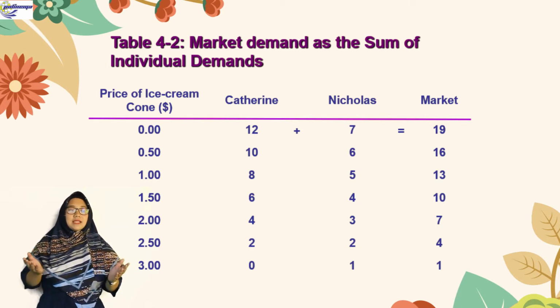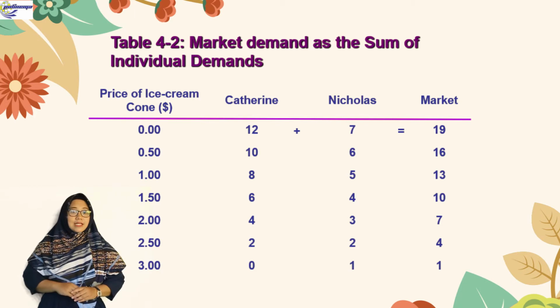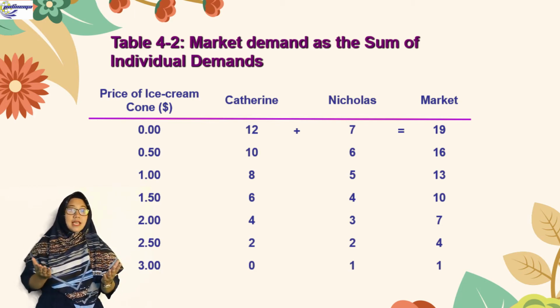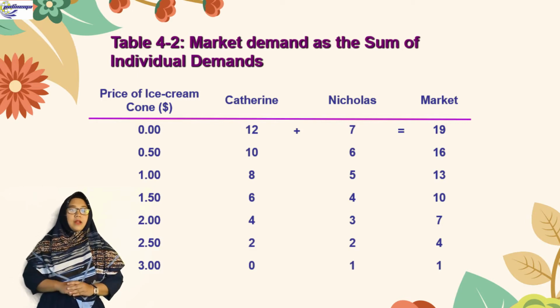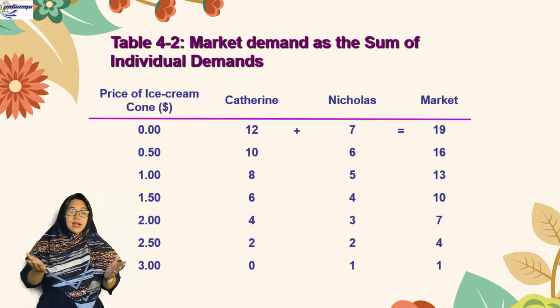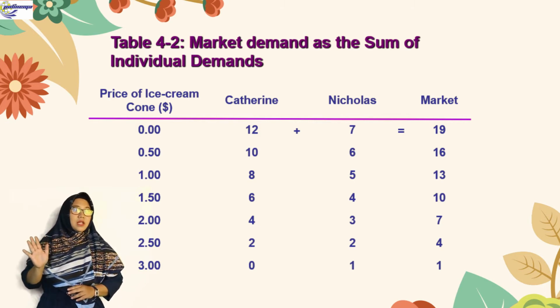When the price of the ice cream cone is $0.5, Catherine needs 10 ice cream cones and Nicholas needs 6 ice cream cones. So totally will be 16. Great. And when the price of the ice cream cone is $1, Catherine will purchase 8 ice cream cones and Nicholas will purchase 5 ice cream cones. So totally will be 13 ice cream cones.